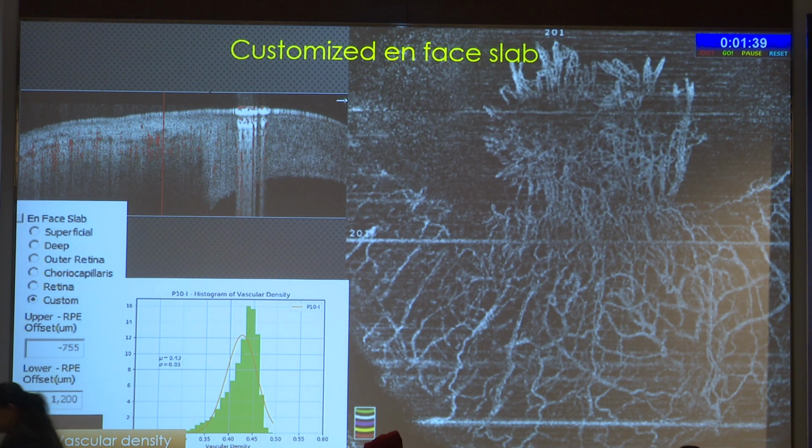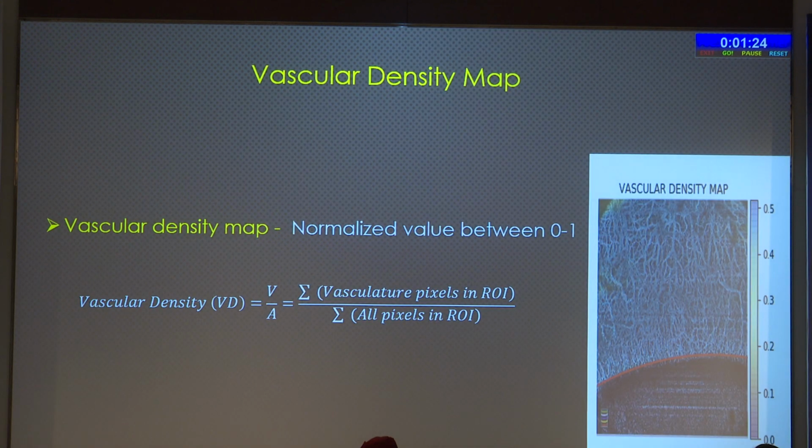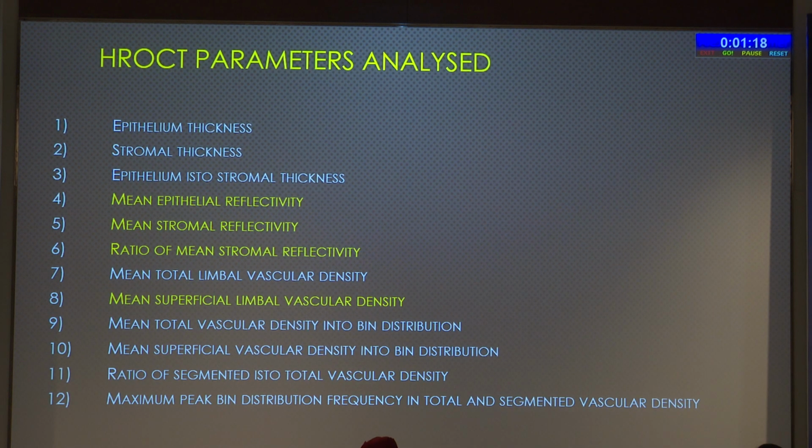This is a customized en face slab, where this software is for the retina, and we customize the upper RPE offset and the lower RPE offset throughout all of the cases. And this is the post-segmentation to check the superficial limbal vascular density. Vascular density analysis was done as the vascular pixels in the ROI divided by all pixels. We analyzed a number of parameters using regression analysis, out of which 4 parameters we found to be of clinical significance.